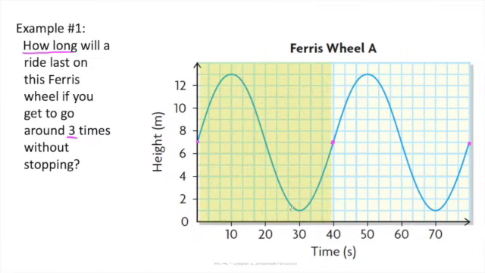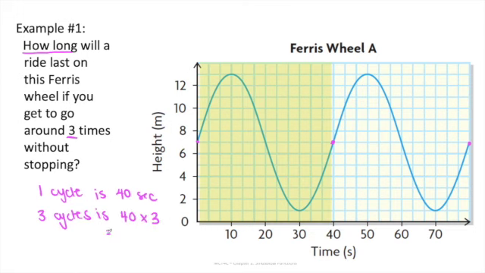So then you're going to know that one cycle is 40 seconds, just looking at that x-axis there. Okay, so then if we want 3 cycles, pretty easy math there. You're just going to take 40 times 3, which is 120 seconds. Or you can convert that to minutes, which would be equal to 2 minutes. Okay? That's a pretty fast Ferris wheel.